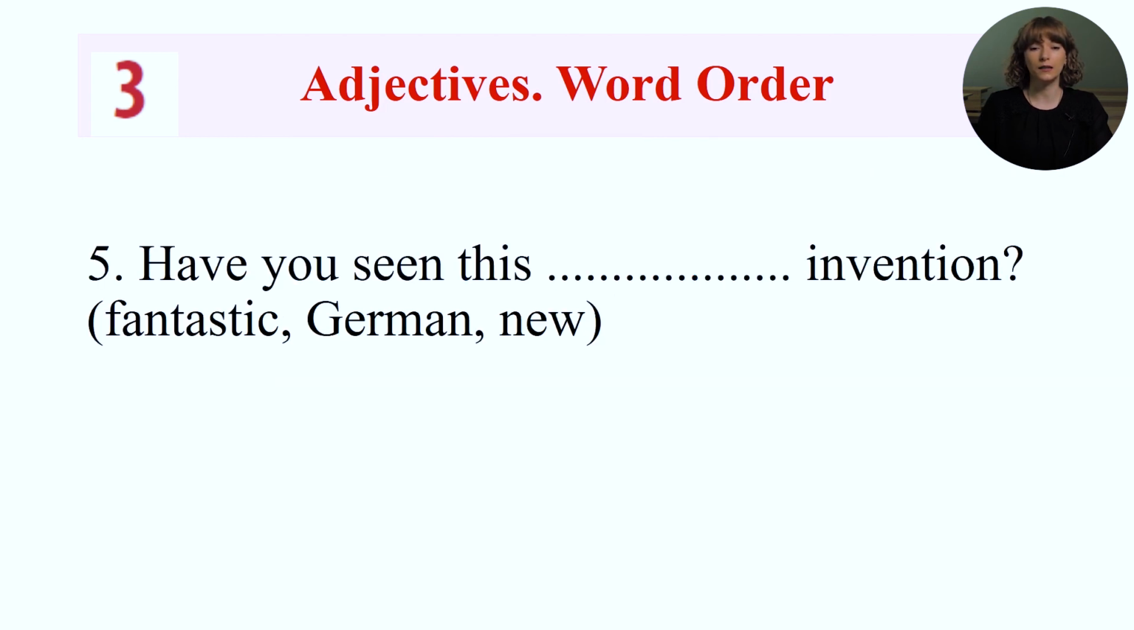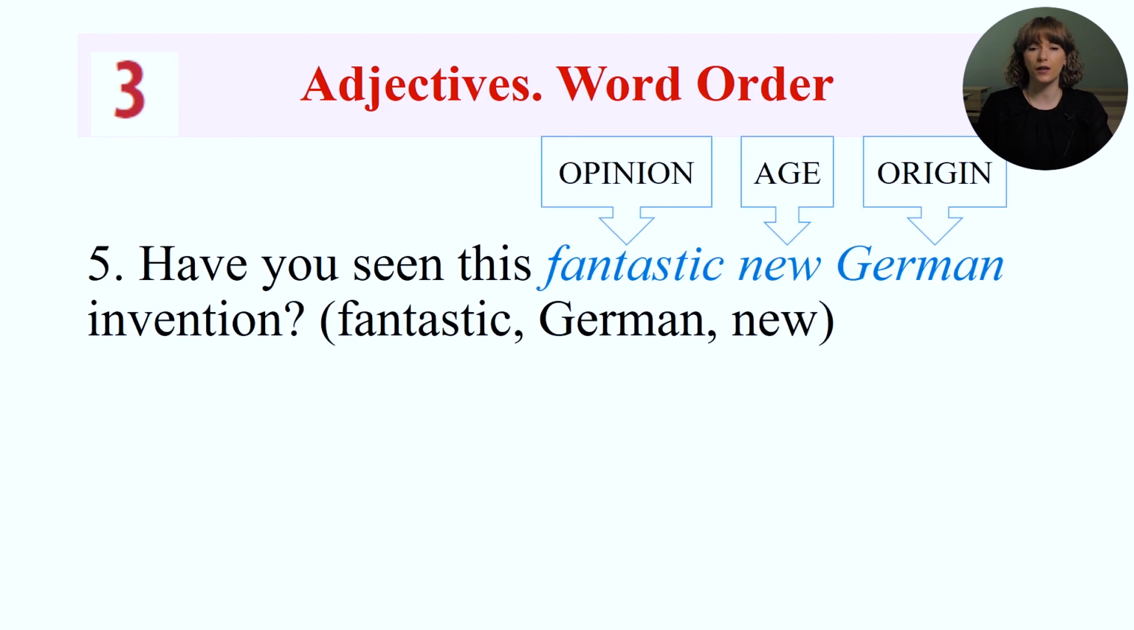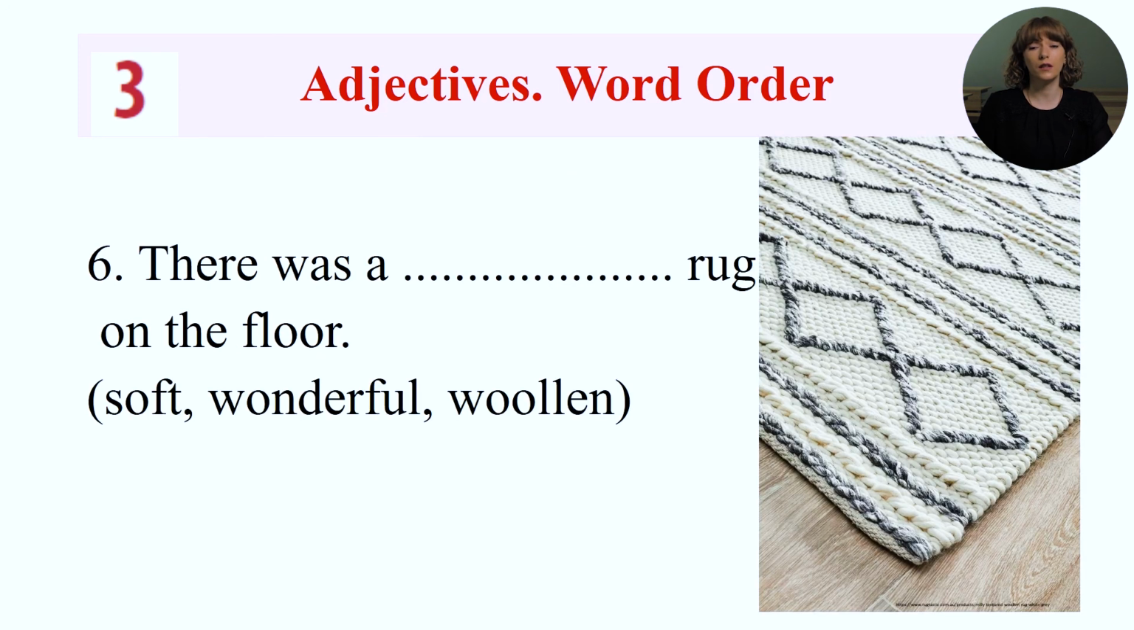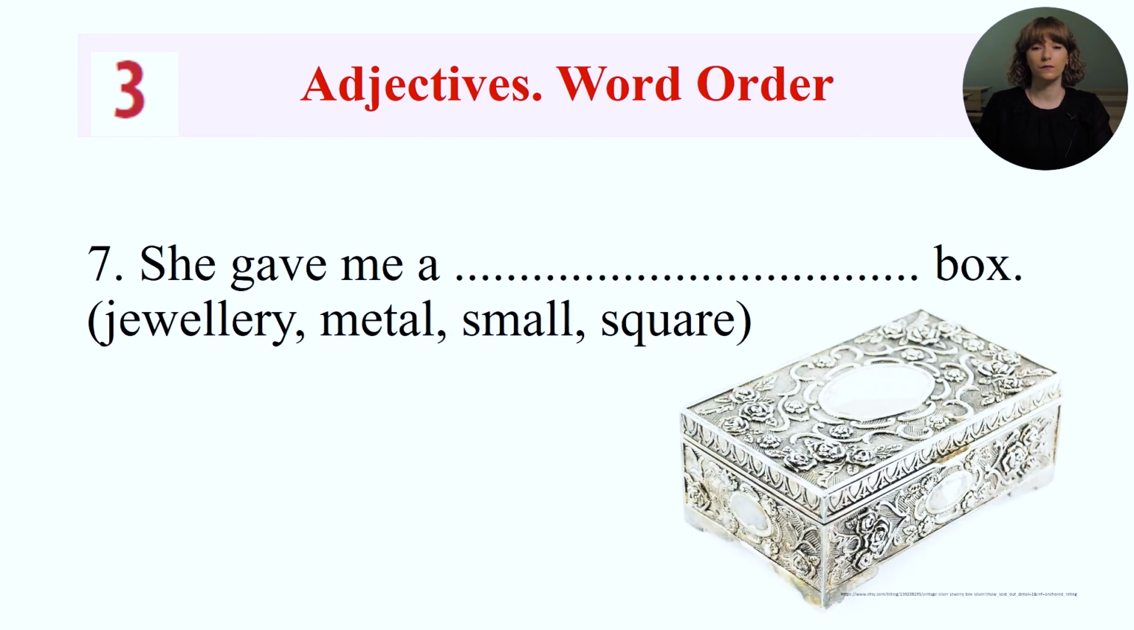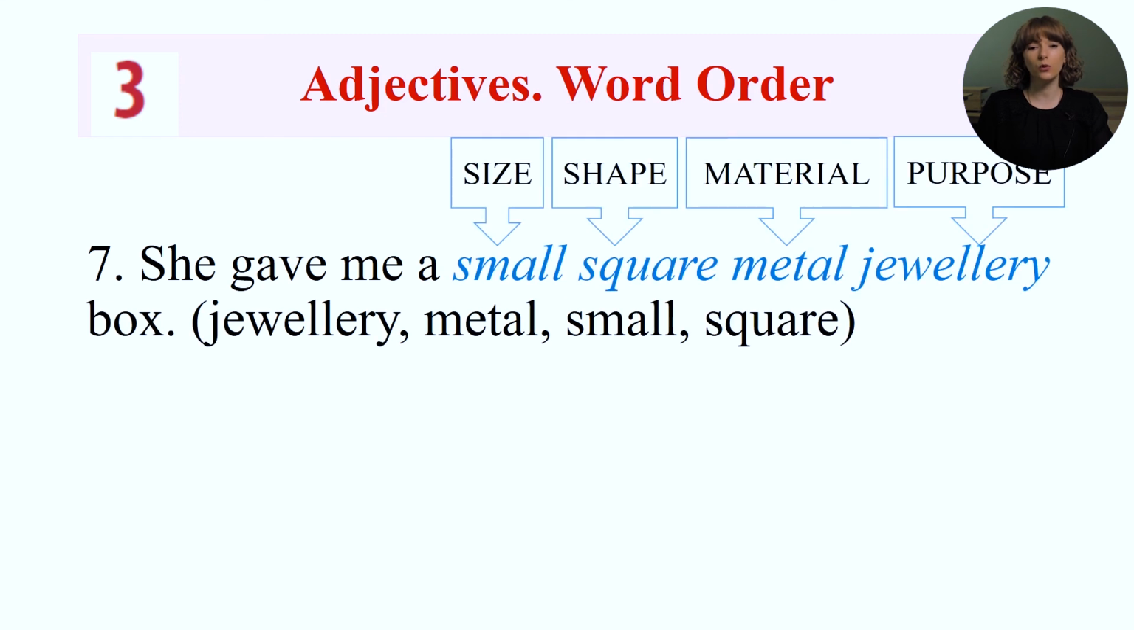What about this sentence? Have you seen this fantastic new German invention? What is the right order here? There was a wonderful soft woolen rug on the floor. She gave me a small square metal jewelry box.